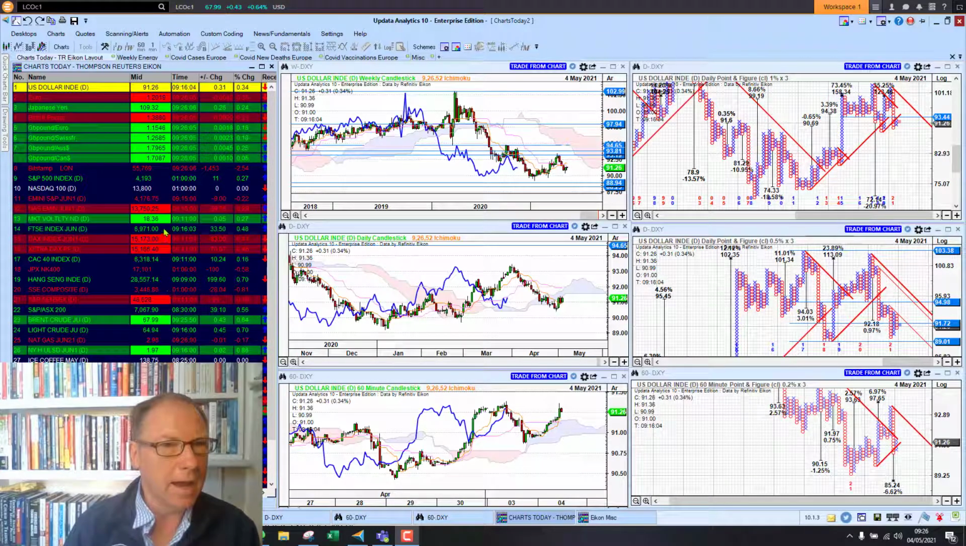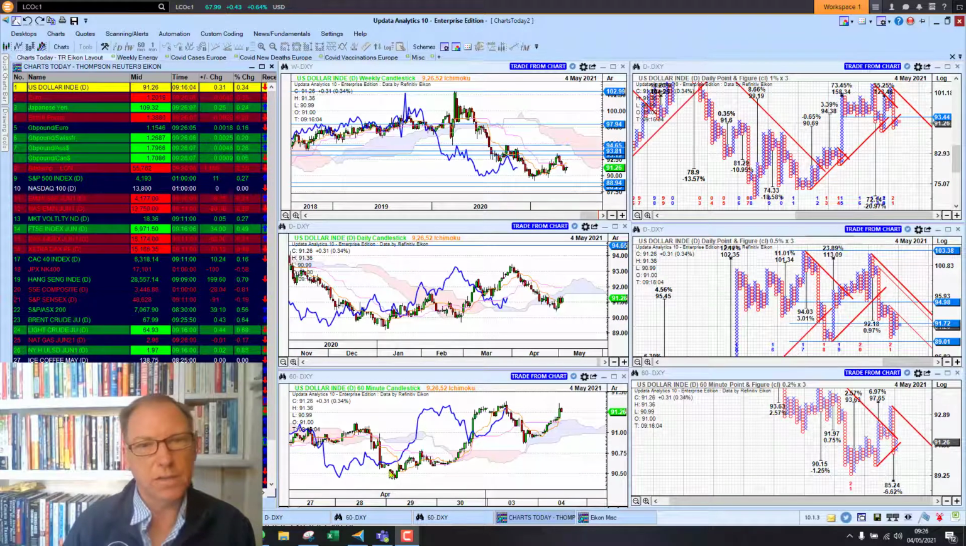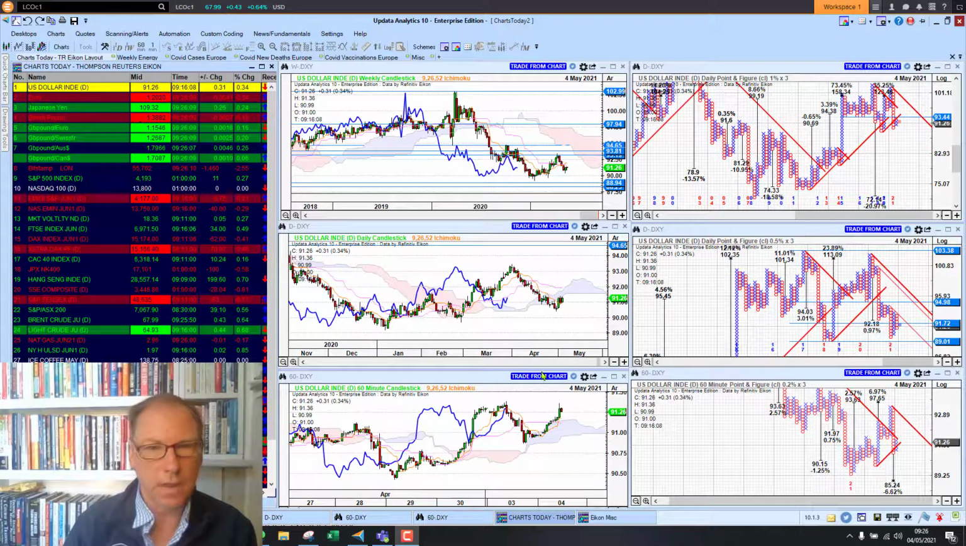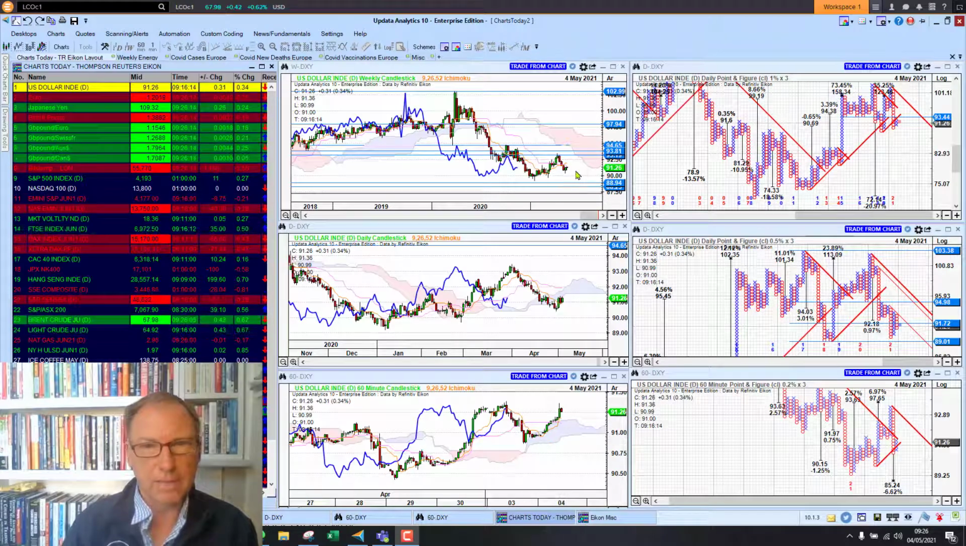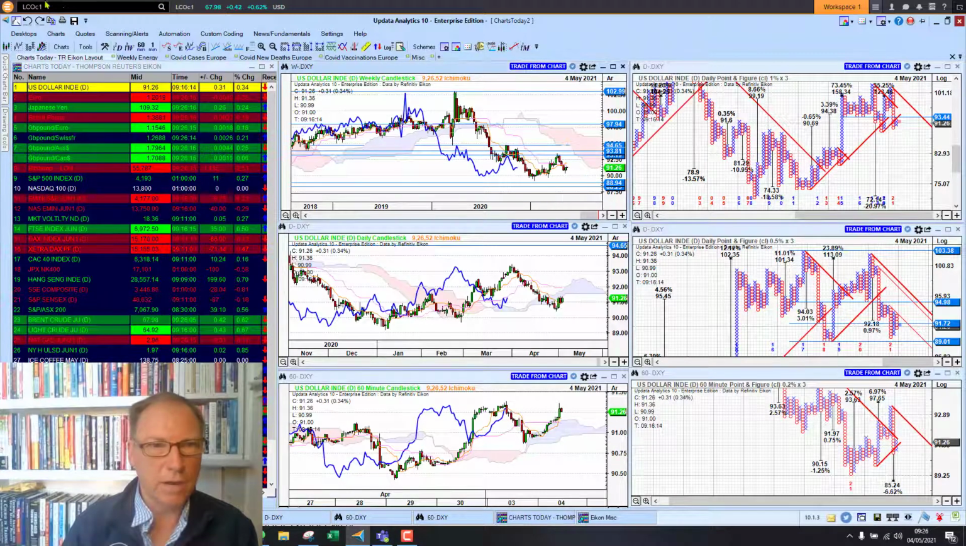And we see a lot of mixed colours on the screen. It's been a long weekend in the UK with a bank holiday. We're seeing here the dollar is actually recovering. Maybe we're just seeing a chance for a bounce here.